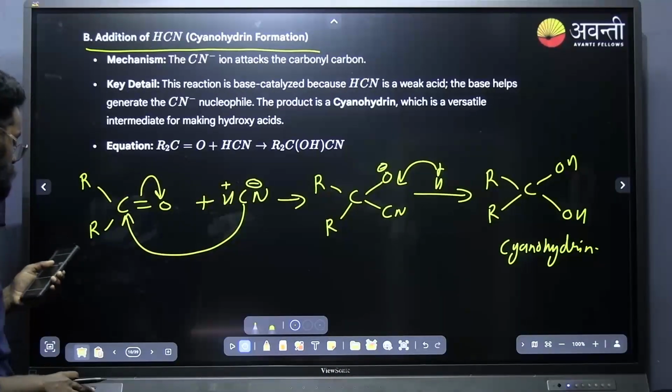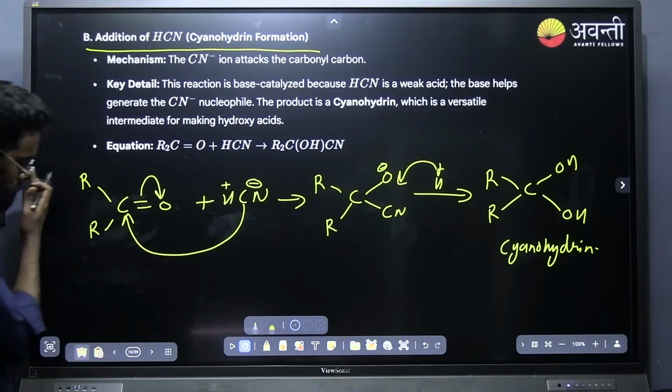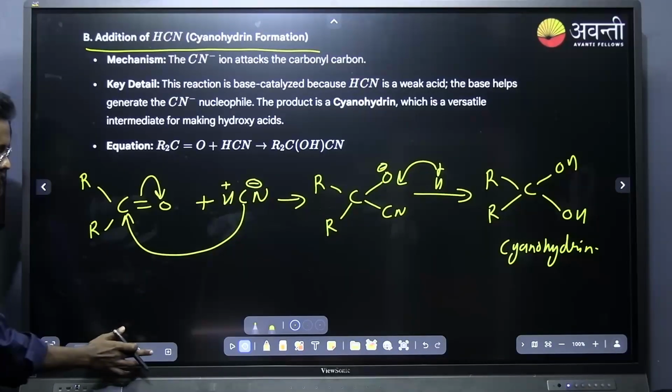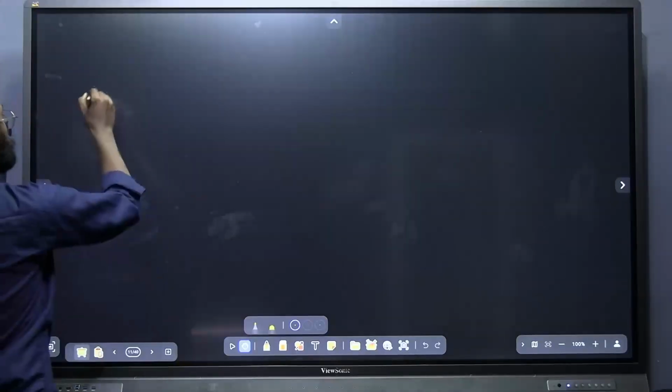I want everyone to answer for it. Are you done, students? Cyanohydrin formation. Yes. We can move a little bit faster so that we can solve some questions also. I am just giving you a question.